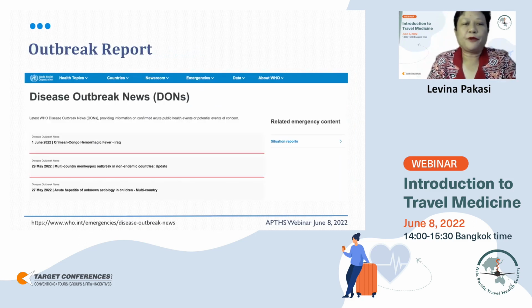We move to outbreak reports. There are several sites that can be used. For instance, this is from WHO, the outbreak news. Not only COVID-19, but there are many other outbreaks you can find. Every day there will be changing news here. For instance, this is 1 June: Crimean-Congo hemorrhagic fever, and then monkeypox, still monkeypox in several countries.